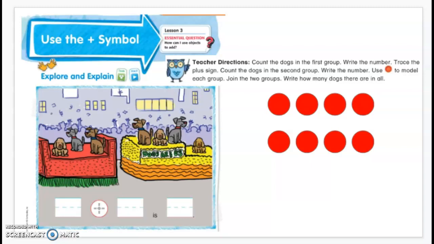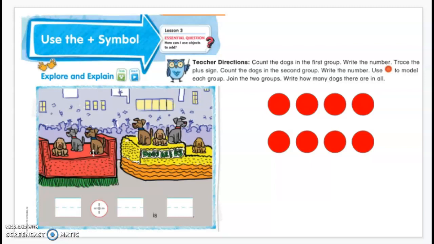Since we're learning about addition, we need to also learn about how to use the plus sign symbol. So let's look at the picture below and let's start working. The directions say count the dogs in the first group. The first group would be the dogs on the red float in the parade. So let's count the dogs now.